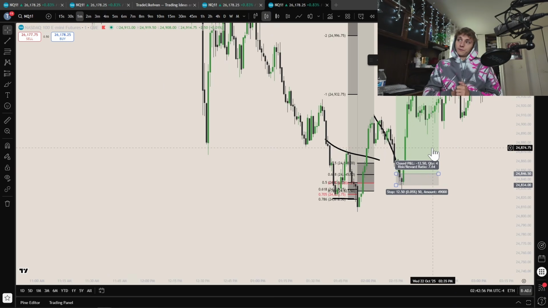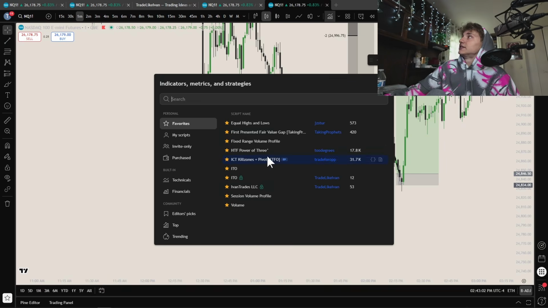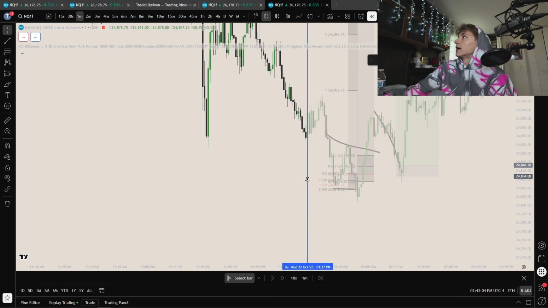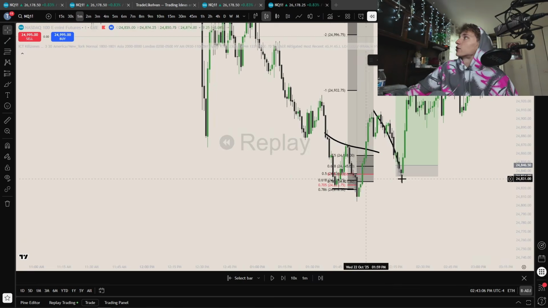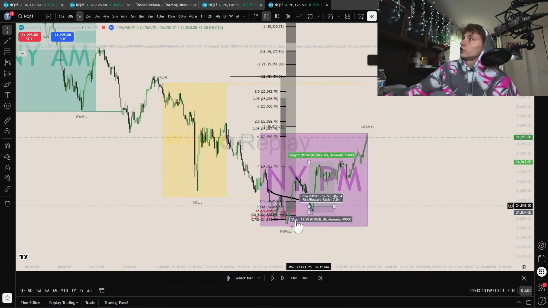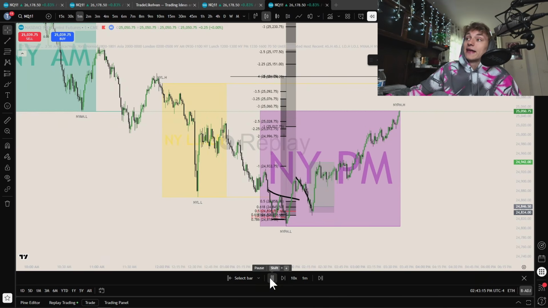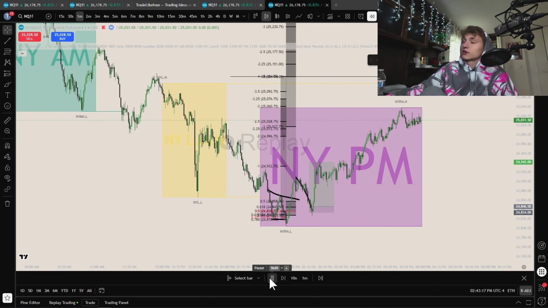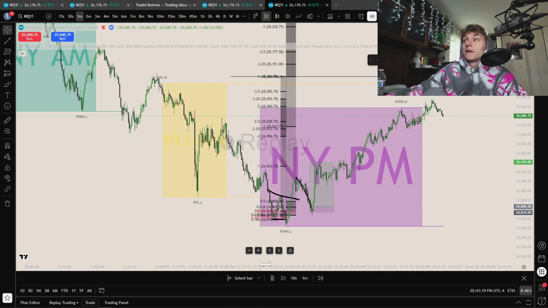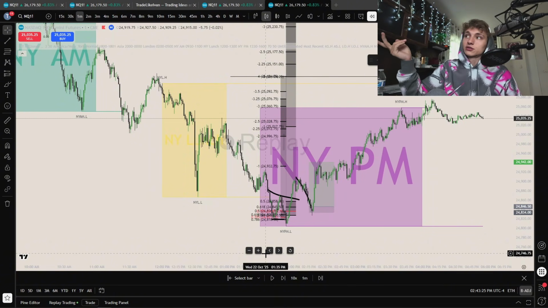Here's what you would do. You are expecting a very big move. Why? Because I'm going to put on the ICT kill zones indicator, and I'm going to go back into replay, and you're going to see that this is New York PM session. Because this is the start of New York PM session, you're going to expect New York PM to expand. And when you expect it to expand, you're going to expect it to run 100, 200, maybe even 300 points, which it does do. Now, you're not going to risk 12.5 points here.